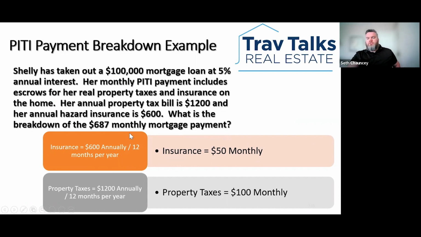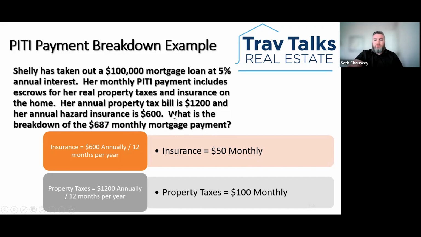This is just showing the breakdown. So this is kind of what we've already done, but this is just asking individual pieces. Shelley has taken a $100,000 mortgage loan at 5% annual interest. Her monthly PITI payment includes escrows for her real property taxes and insurance on the home. Annual property tax bill is $1,200 and her annual hazard insurance is $600. What is the breakdown of the $687 monthly mortgage payment?